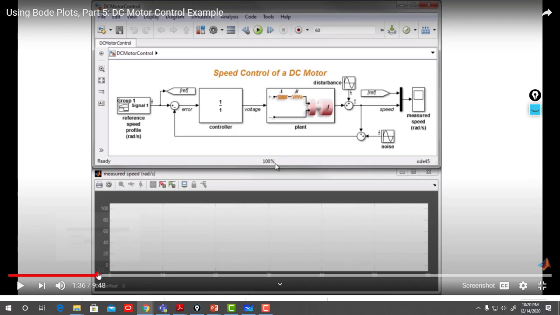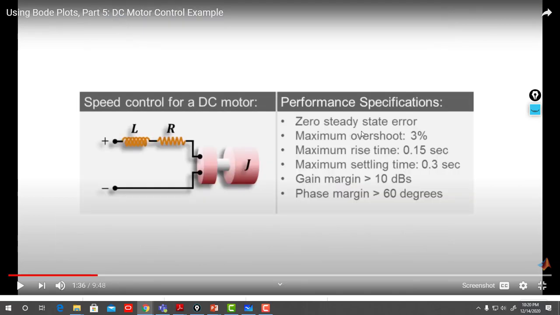Okay, so you have some specification. They need zero steady state error, maximum overshoot equal to that, maximum rise time, so some speed. So you have some speed, you have overshoot, which reflects phase margin, this reflects the crossover frequency, settling time, so also how fast it is, gain margin and phase margin. That's how it is in frequency response. So based on this performance specification, you need to design a controller. So speed control, for a DC motor.